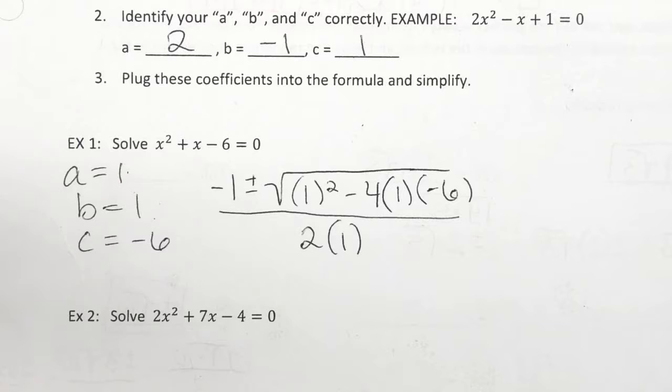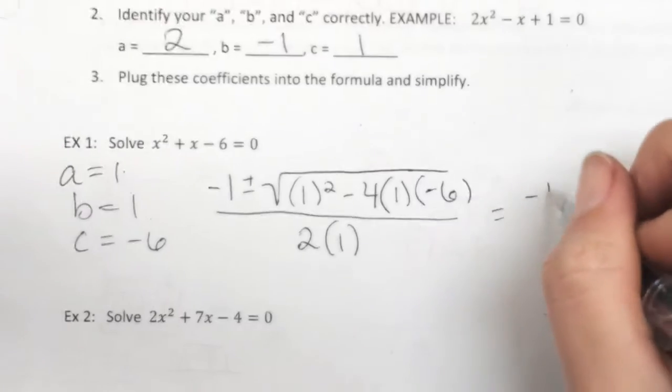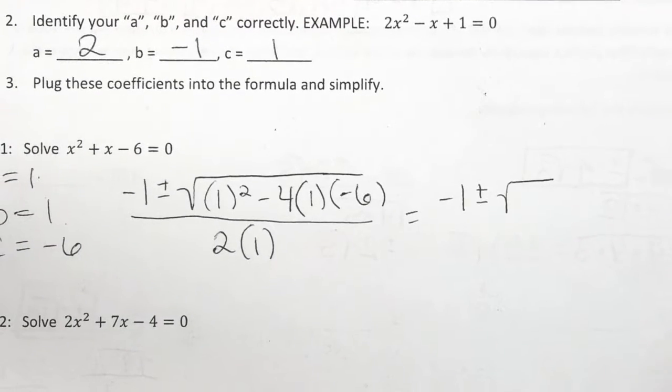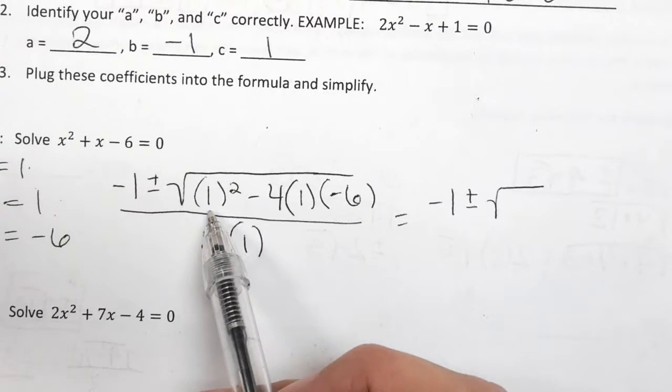Alright, so all we've done now is just plug the numbers in. Now we want to simplify the discriminant, and he talked about it in the video a little bit, but if you didn't hear, the part underneath the square root is the discriminant. So we want to simplify that first, then worry about what's on the outside. So let's leave the -1 plus or minus alone. And underneath the square root, what is 1 squared?